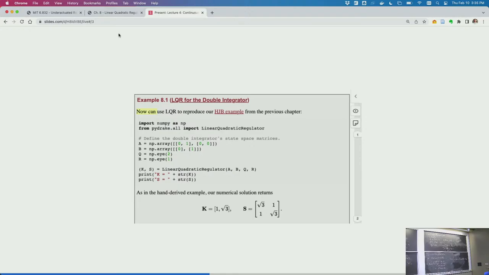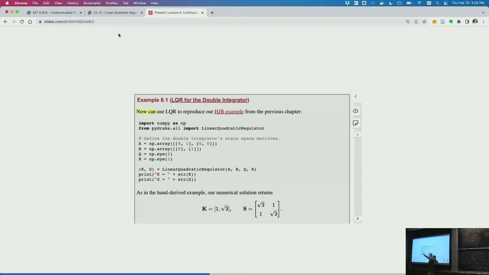Okay, so if you were to just make your NumPy matrices for the system, A is going to be 0, 1, 0, 0. That's just saying the first element is just q dot, and the second element doesn't depend on q or q dot. B is just 0 and 1, so B times u would be that. I just made Q the identity matrix of size 2. That's the same function I wrote there. R is just a matrix 1.